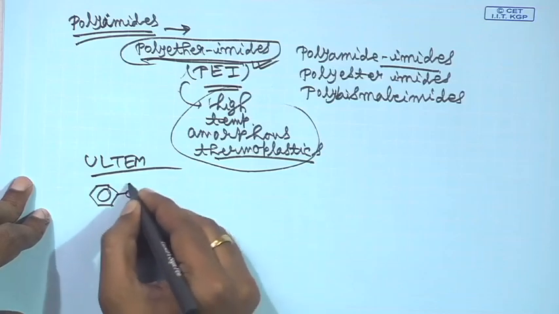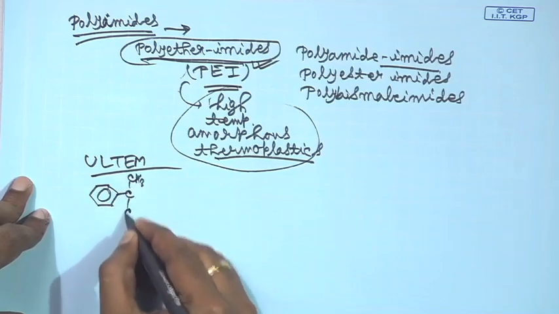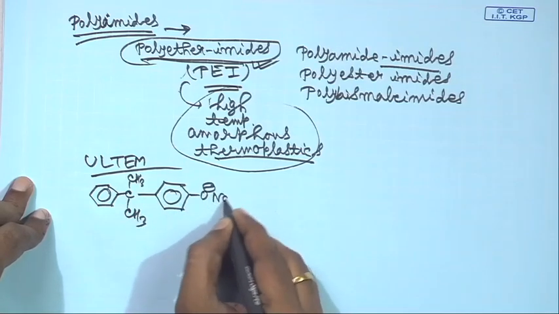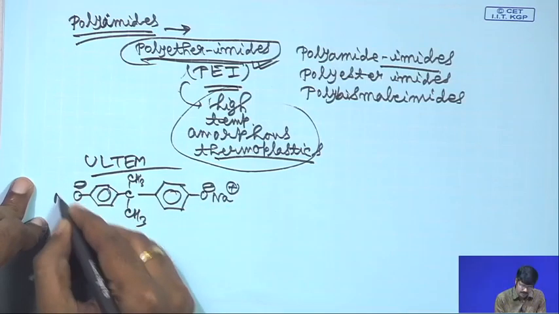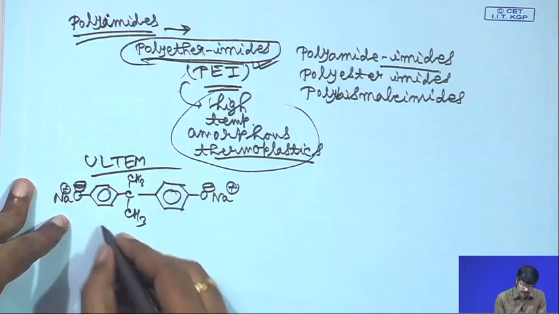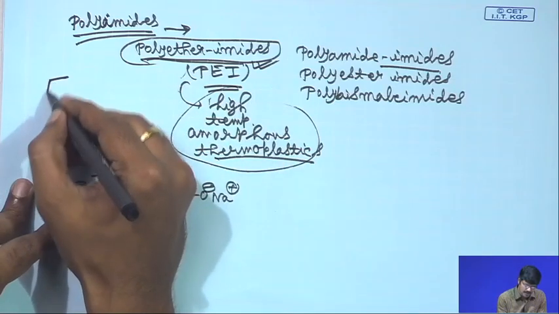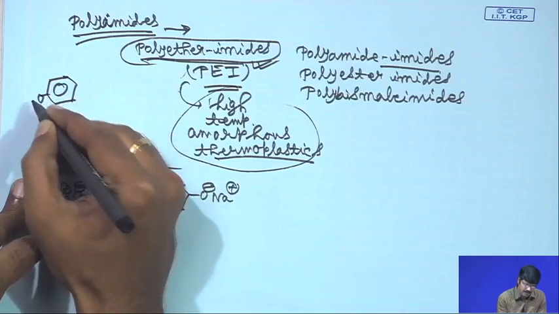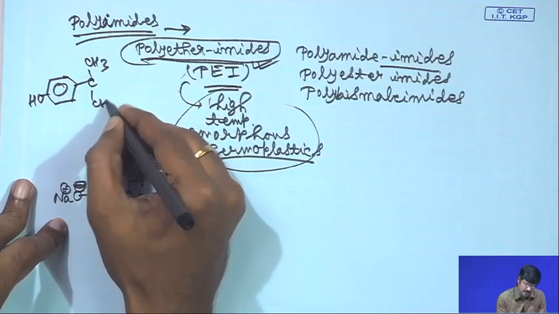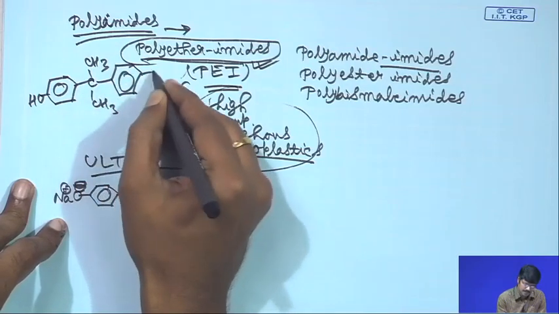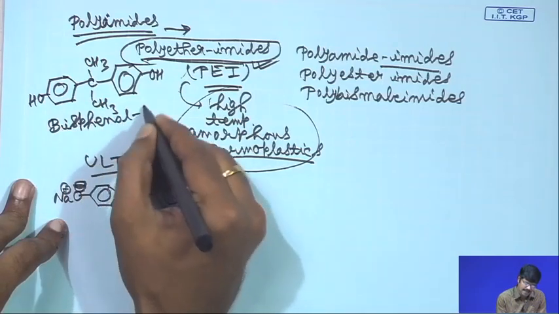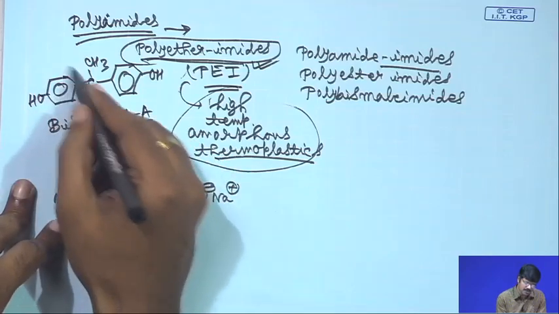You start with this compound. So, this is a sodium salt of bisphenol A. So, basically bisphenol A is this, this is bisphenol A. Now, bisphenol, you know there are two phenol units.